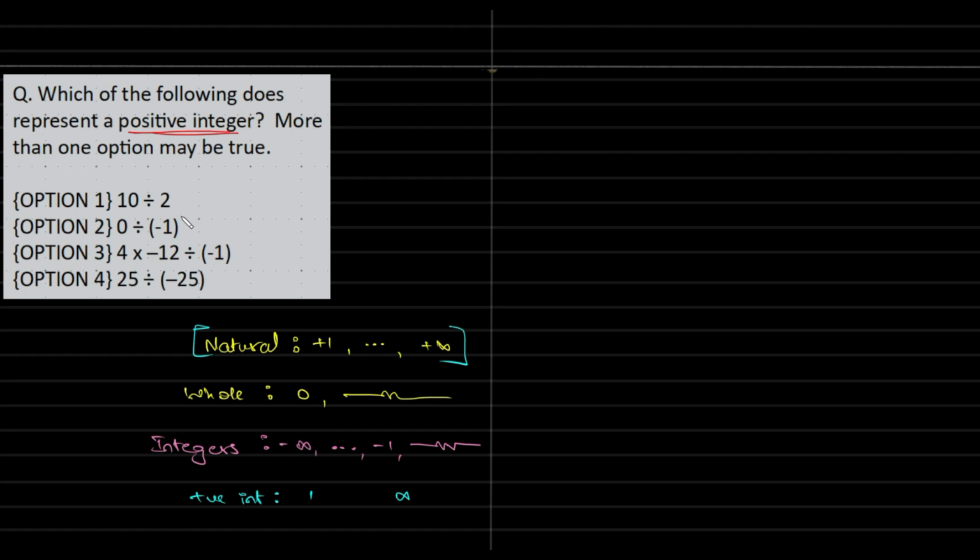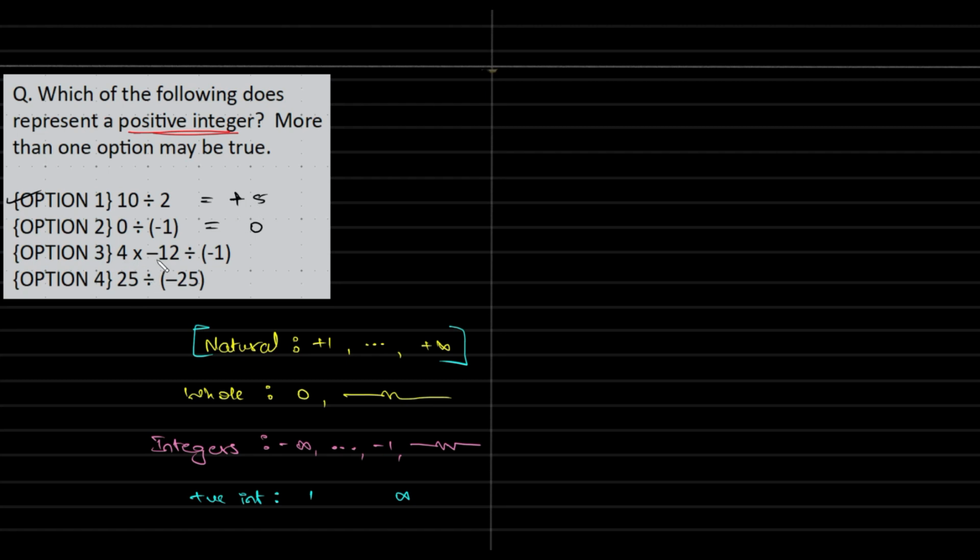So let's start off with option 1. 10 divided by 2: positive divided by positive is positive, and it is 5. So this is a positive integer. This is one of your answers. Option 2: 0 divided by anything is 0. Actually, 0 divided by any number other than 0 is 0.